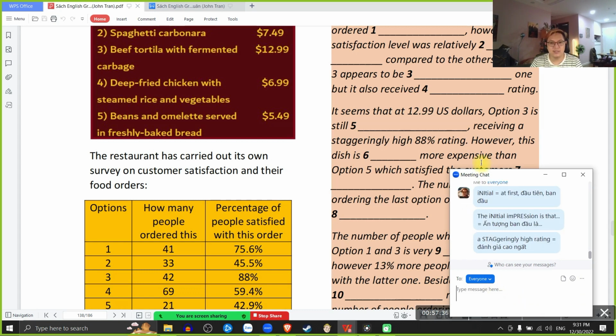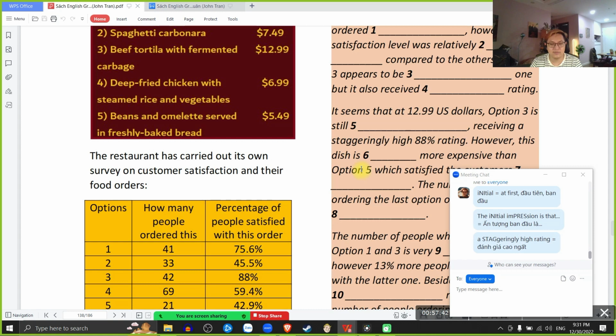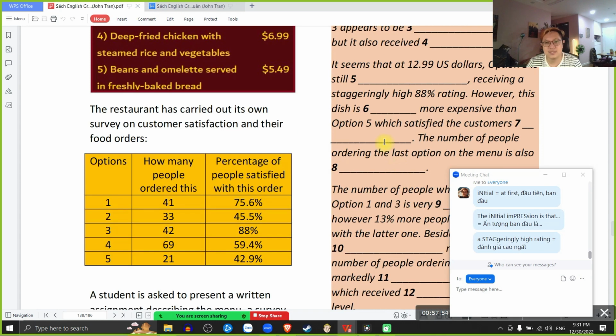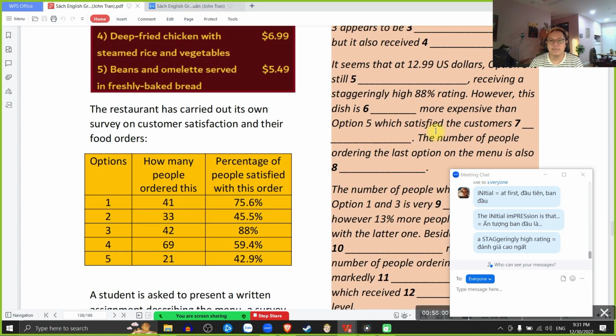88%. However, this dish is 2 times more expensive than option 5. Tuy nhiên cái món này á, nó mắc gấp đôi, 2 times more expensive than option 5. Mắc gấp đôi thì it's more than double. It's 2 times more expensive than option 5, which satisfied the customer the least. Mắc gấp đôi cái option 5 luôn, mà cái option 5 này nó làm mãn nguyện những khách hàng ít nhất. Because you can see, có 42.9 nè, it's just 42.9%. Satisfy the customer the least. Nó làm mãn nguyện những khách hàng ít nhất. Tương option 5. Okay, next one.